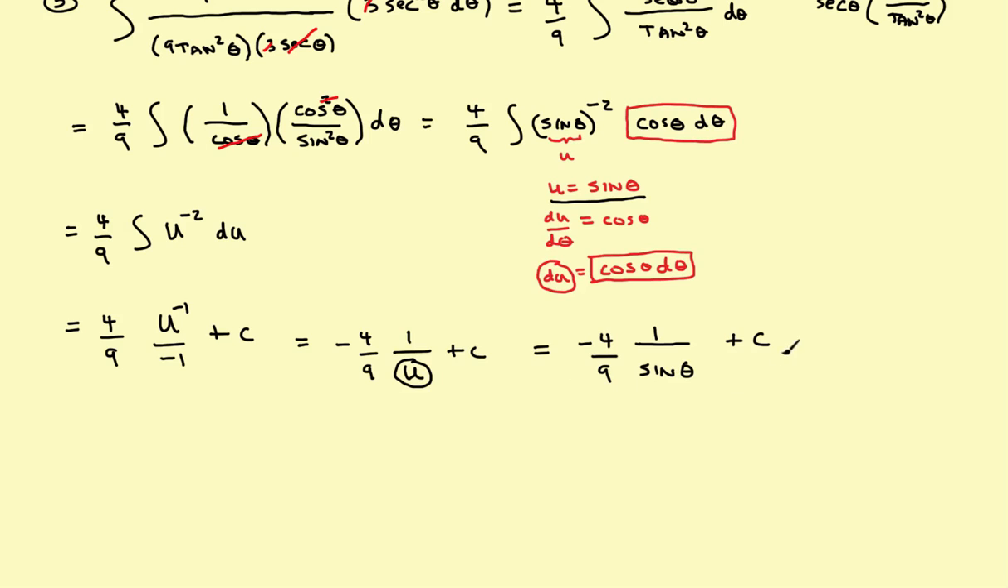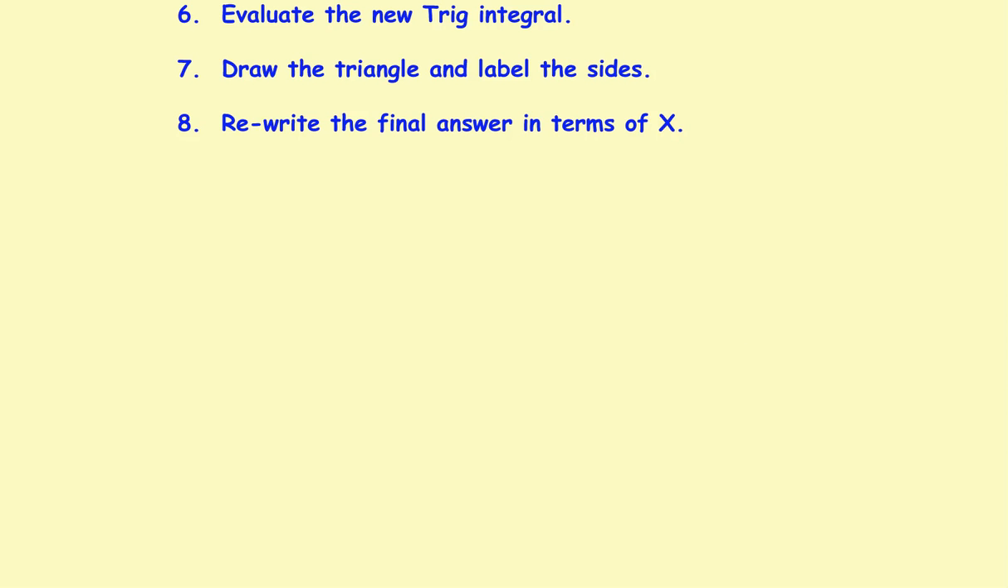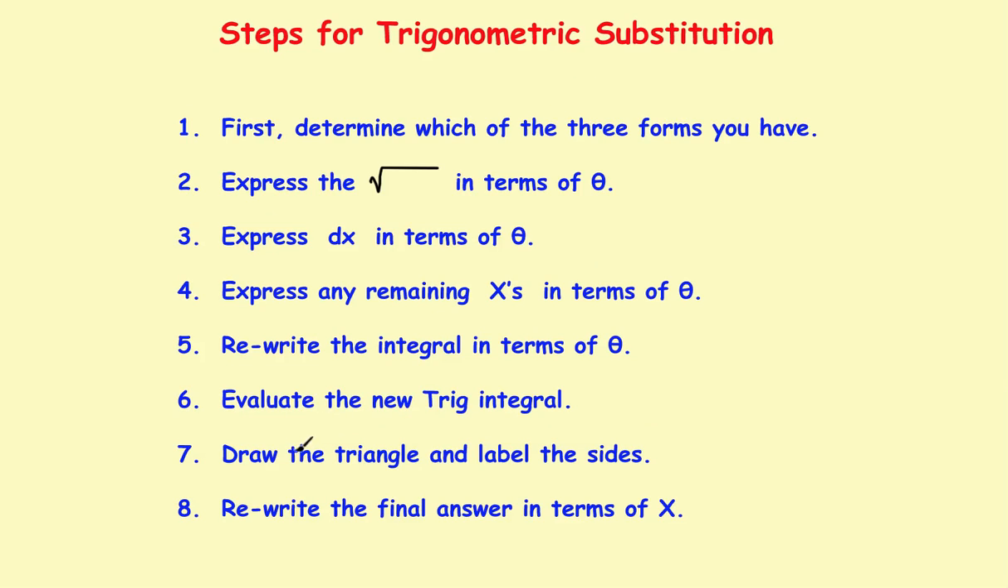Now, really, this is the answer to the problem, but it's in terms of theta, so you have one last step to do, and it's just like on those other ones: you've got to change it back in terms of x again. So let's take one last look at our rules. What we've done is evaluate the trig integral. Now, remember to change it from a theta problem back into an x problem. The thing we've done on all the problems so far is draw a triangle, label the sides, and from the sides of that triangle, you can turn the trig function back into an x function again.